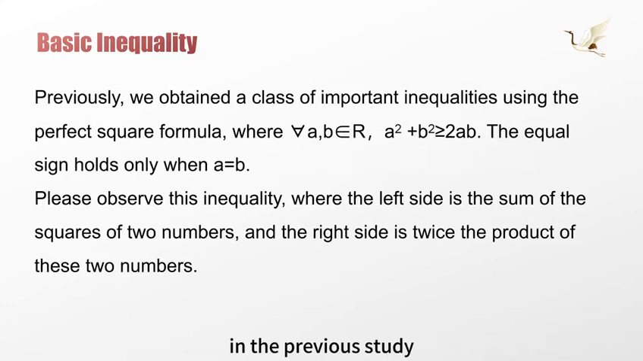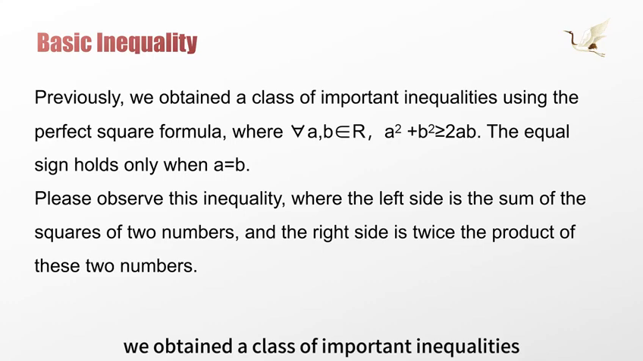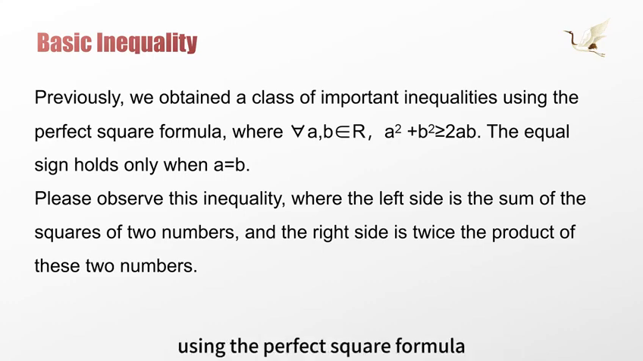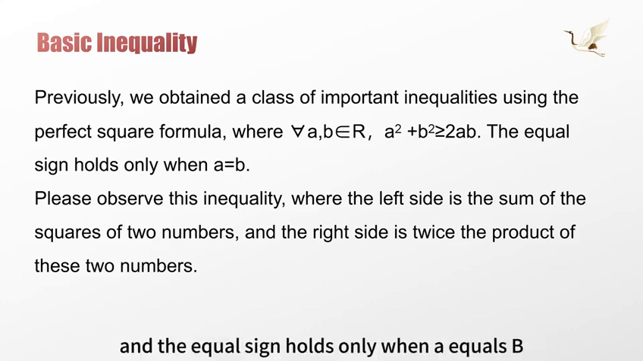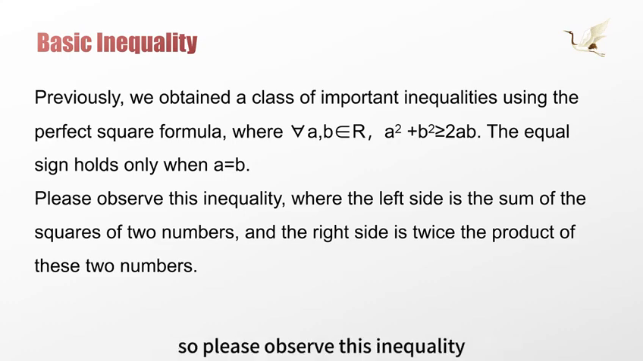In the previous study, we obtained a class of important inequalities using the perfect square formula: for a, b belonging to R, the square of a plus the square of b is greater than or equal to 2ab, and the equal sign holds only when a equals b. So please observe this inequality, where the left side is the sum of the squares of two numbers, and the right side is twice the product of these two numbers.